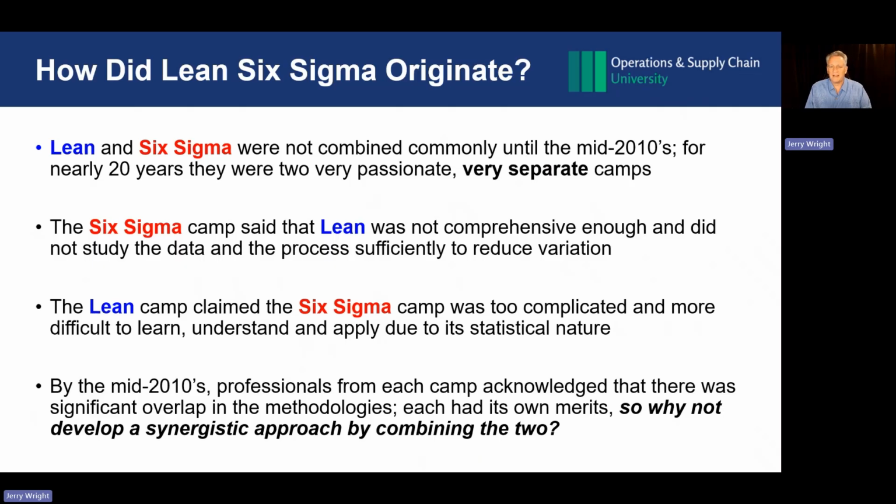They both have their values. Let's look at a synergistic approach by combining the two. And there was a big push for that throughout the industry. Not or, but and. How can we have Lean and Six Sigma?